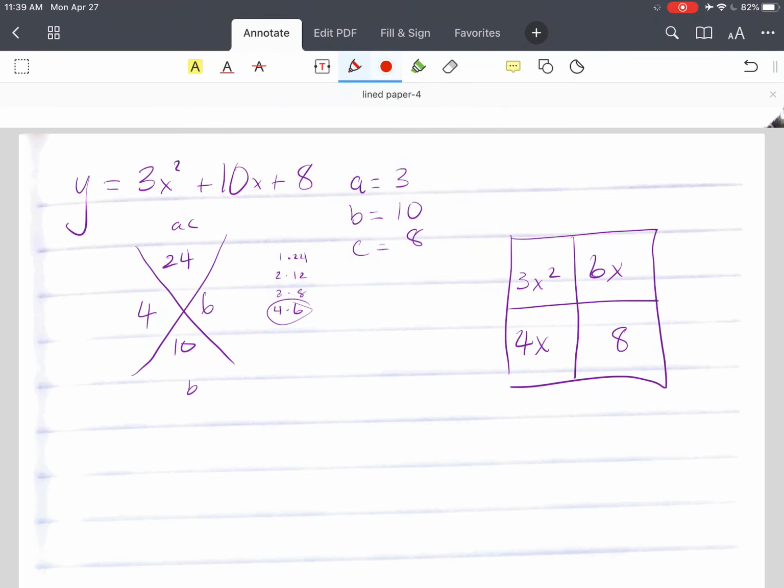And then we factor. So I'm going to use a different color for this. I'm going to use red. The 3x squared and the 4x, what do they have in common?